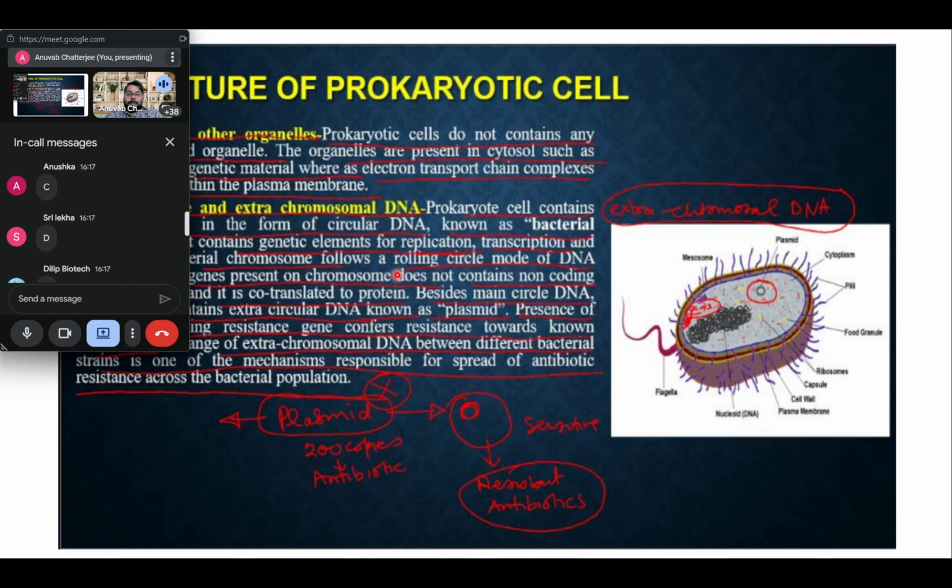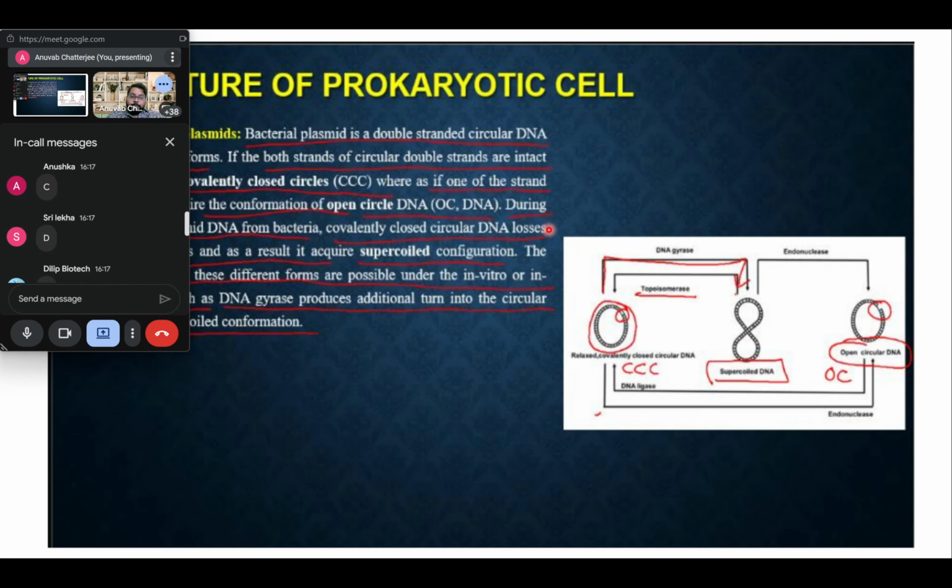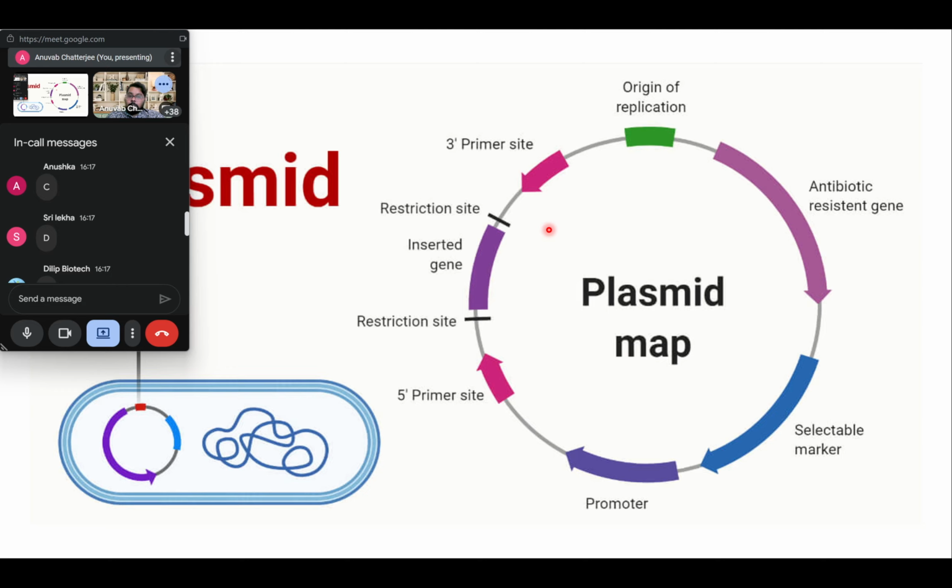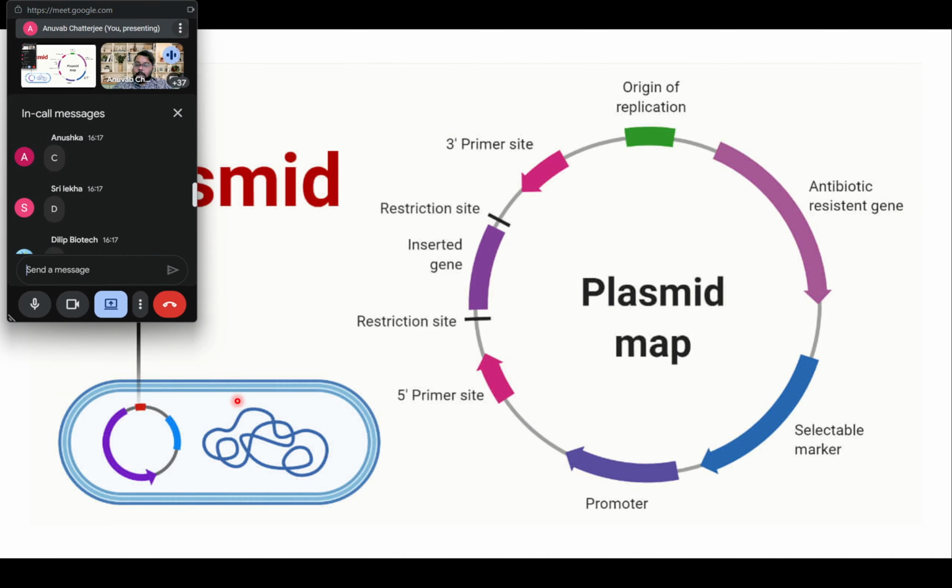So why is it important to know about plasmids? So we will get to know it here. This is a map of what a plasmid looks like. In this diagram, this is our circular genomic DNA of the bacteria, and this is our plasmid, and this is a blown up picture of the plasmid. As I said, the plasmid has the origin of replication, which means it is independently replicating and can make multiple copies, as well as has something called an antibiotic resistance gene.